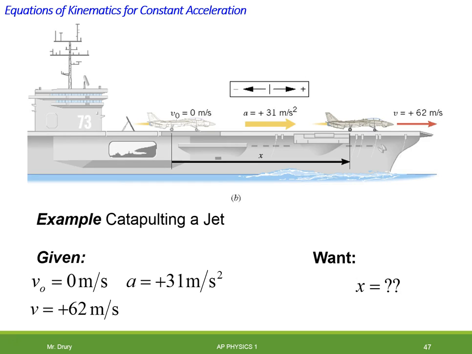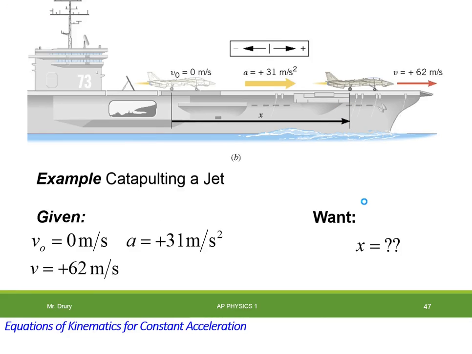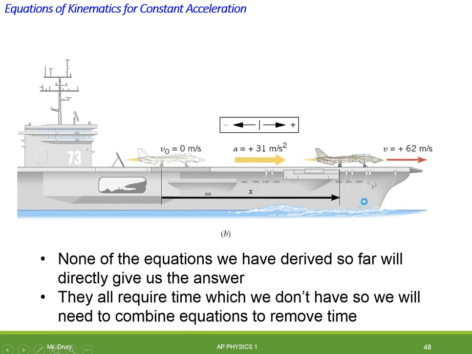All right, let's look at another example. We have a ship that starts at 0, ends at 62 meters per second, and has an acceleration of 31 meters per second squared. We want to know how long that took, distance-wise, to get from here to here where it took off. None of the equations we've derived so far will give us the answer directly. The reason is they all involve time, and we don't have time in this example.